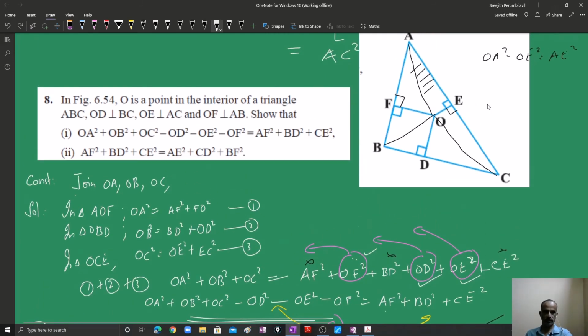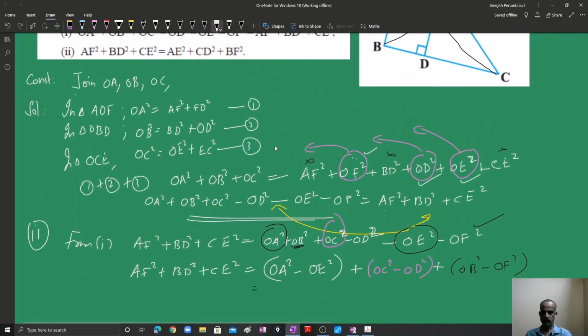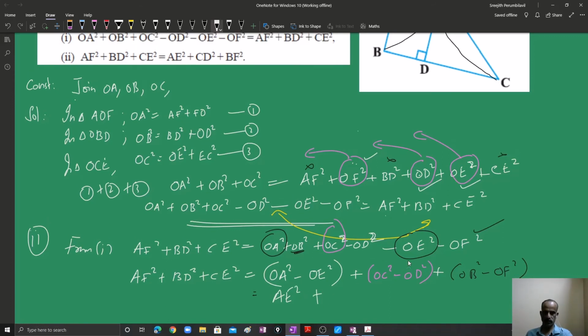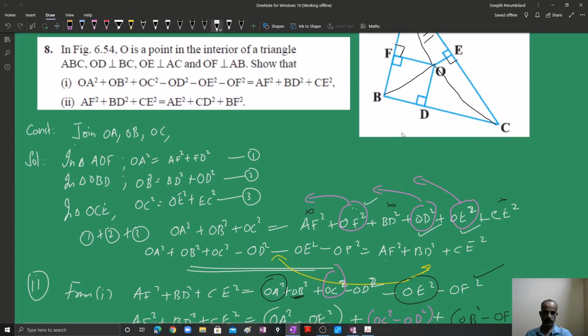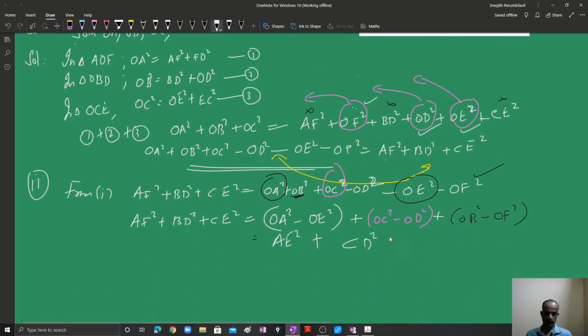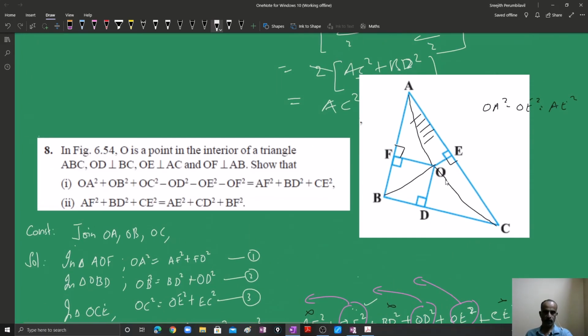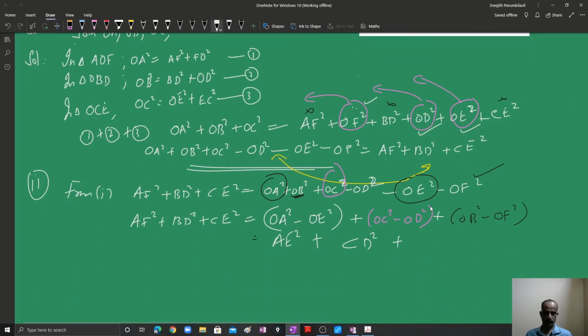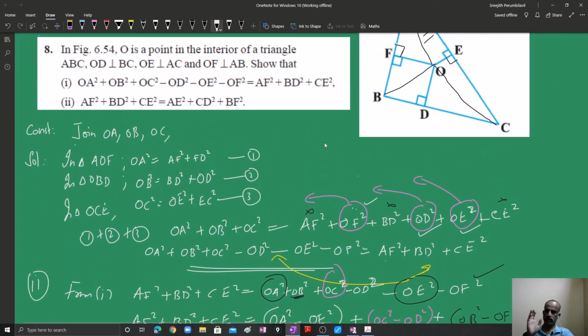OA square minus OE square means what? That is AE square. So, we get here directly AE square plus, look at the figure and find out what is OC square minus OD square. That is CD square. CD square plus OB square minus OF square, what is that? That is BF square, and that is what is asked to be proved. Okay, pause the video, do it again and again, go through how it is done. It's an important question.